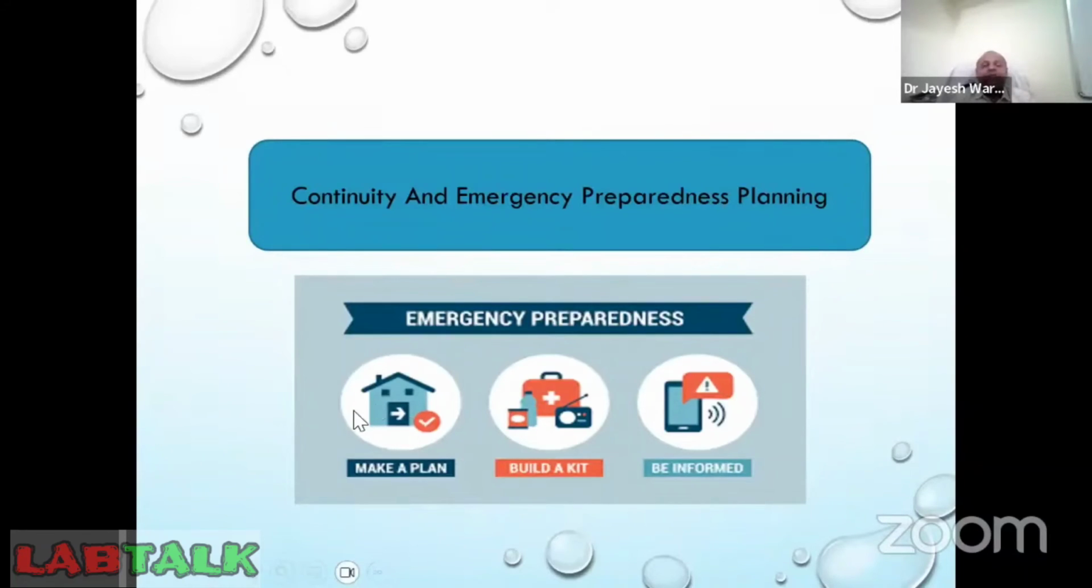For that purpose, your laboratory must have a plan. You must have appropriate training, and appropriate heat or water preparedness is required. Information is required to handle all emergency situations, and your laboratory personnel, staff or the authorities must be informed with respect to emergency preparedness planning and handling of emergency situations. That is why this document also gives emphasis on emergency preparedness planning and continuity of your laboratory services during a disaster or emergency situation.